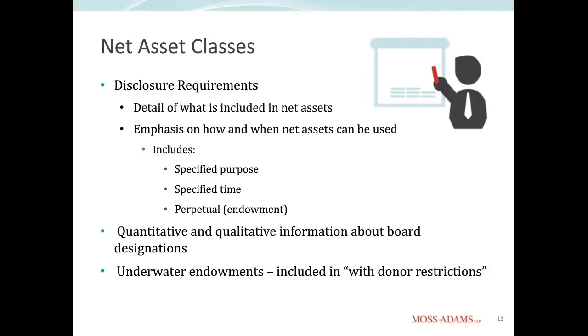In terms of disclosures, organizations are required to disclose the detail of what is included in net assets. So, for example, how the funds are restricted and for what purpose. Disclosures have to include if there are time restrictions and what the timing is, so when the funds can be used. They also have to include purpose restrictions and for any designated amounts that are designated by a board, what the designated purpose is. Organizations are also required to disclose certain quantitative and qualitative information about board designations. We'll go into this in a little more detail in a few slides.